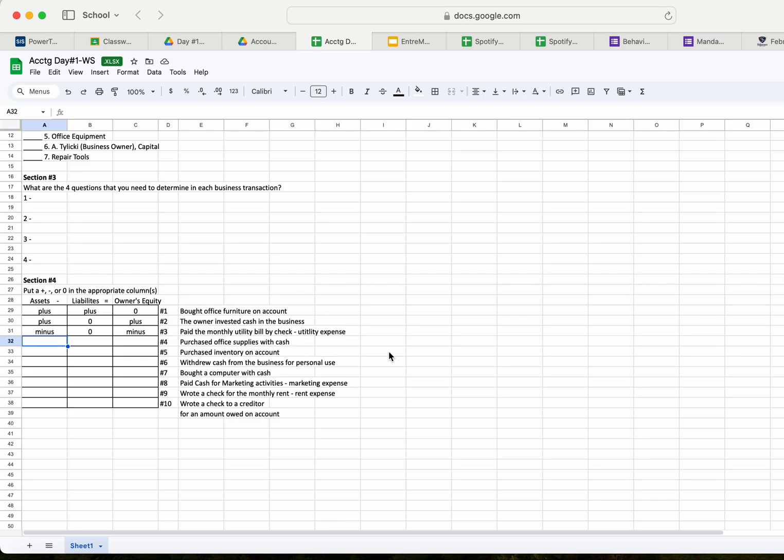Number 4 is a little tricky. We purchased office supplies with cash. What did we gain? We gained office supplies. Office supplies is an asset, so we're plus. What did we lose? We lost cash. What is cash? Cash is an asset.